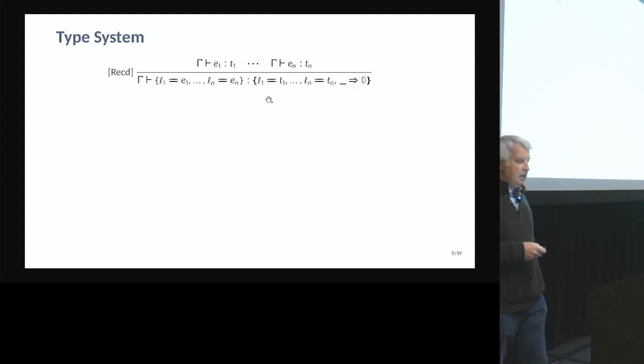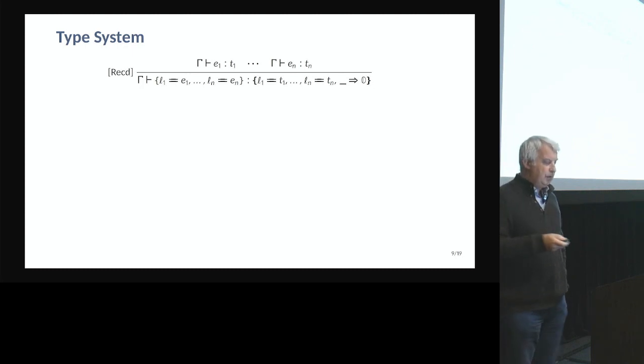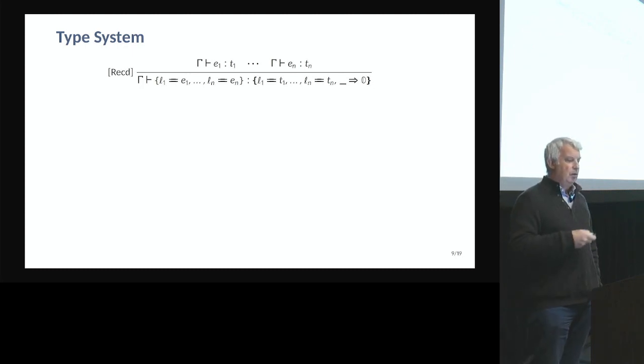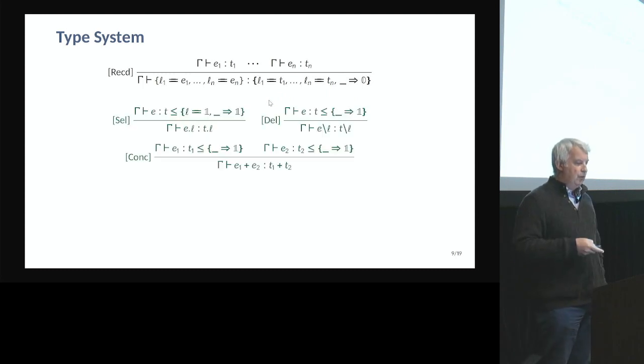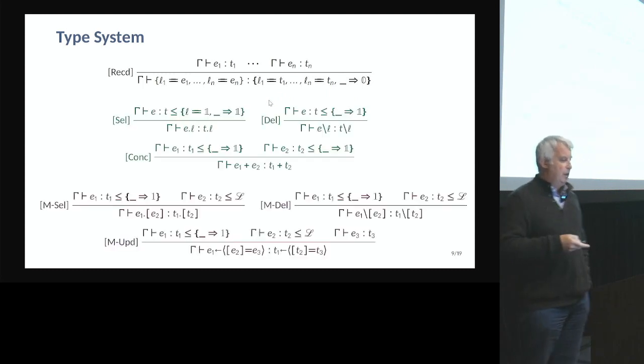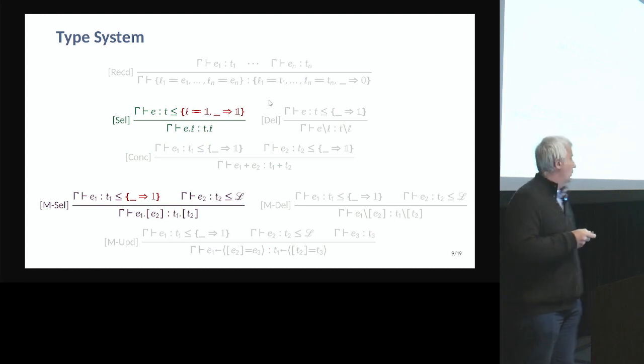Okay, the type system. There are standard rules, one rule for each constructor. For records, we just say that this record expression has the corresponding record type of the corresponding types. And then you have rules for the struct, rules for the maps. I don't want to comment on all of them, just the rules for selection.